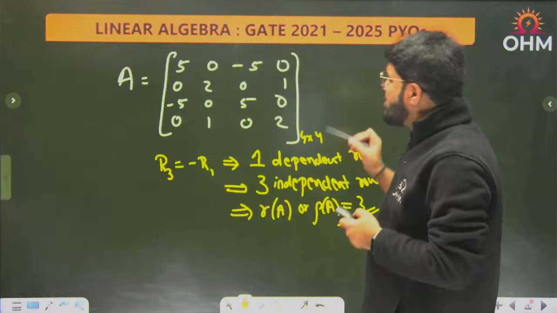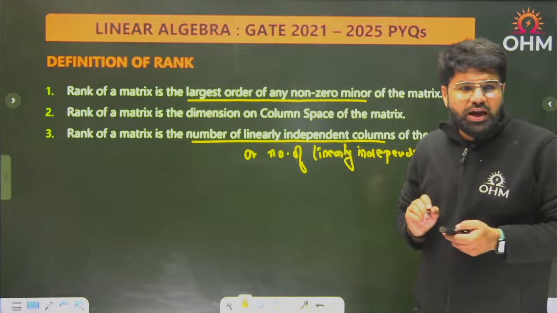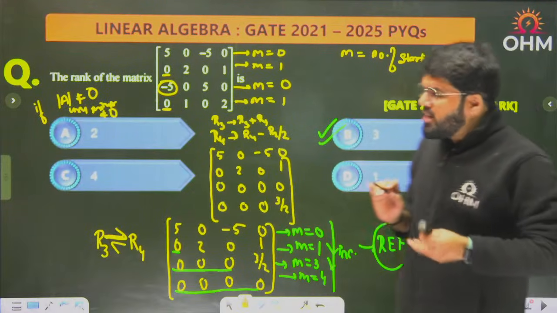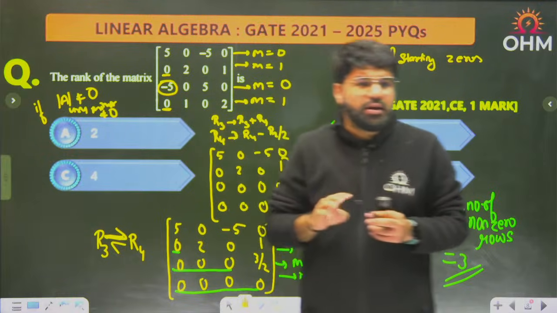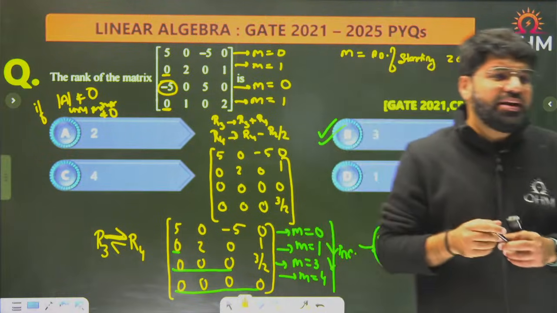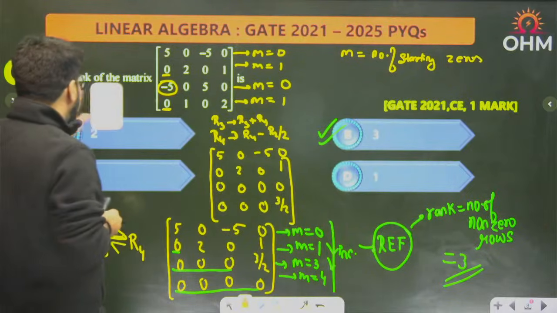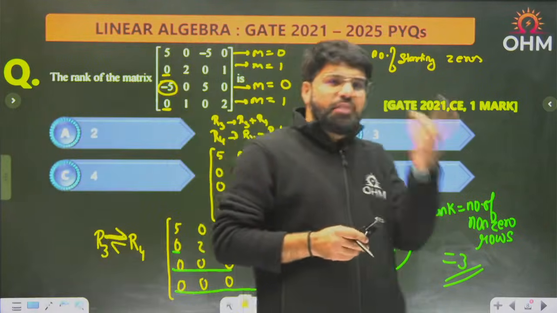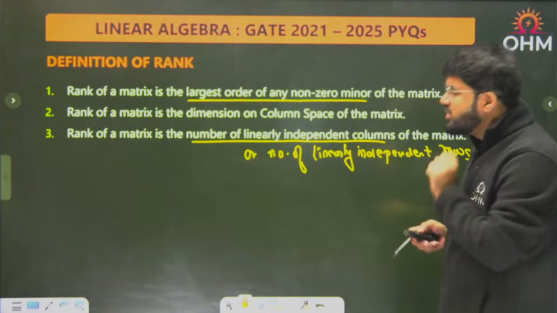Because what is the first definition of rank? I told you: largest order of non-zero minor. So if the determinant of the matrix itself was non-zero, it is a 4 cross 4 minor, and you directly have a 4 cross 4 non-zero minor, so rank will be 4. The maximum possible rank of this matrix was 4. If the determinant was non-zero, rank will be 4.